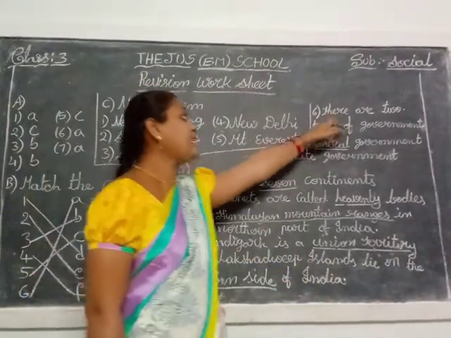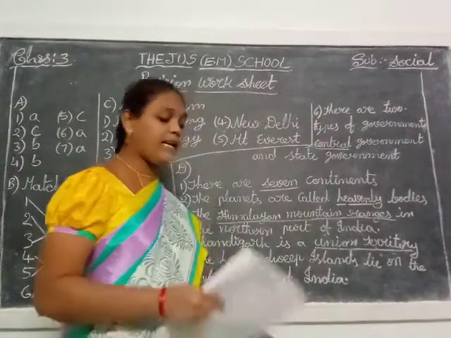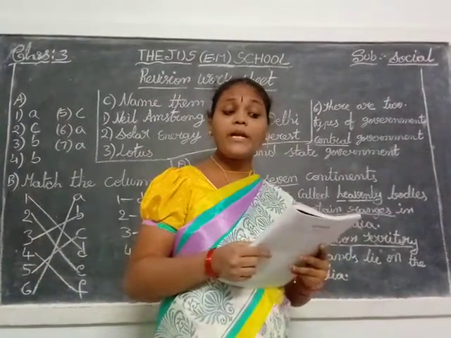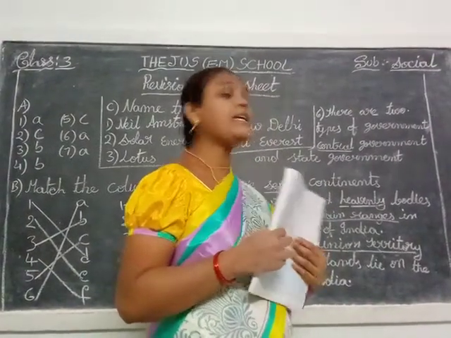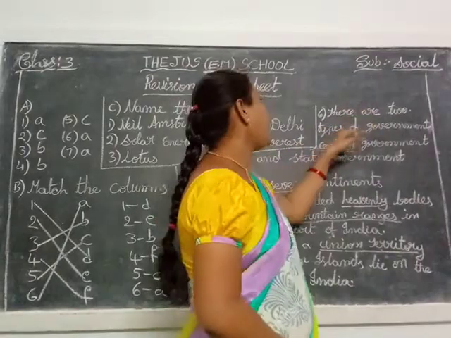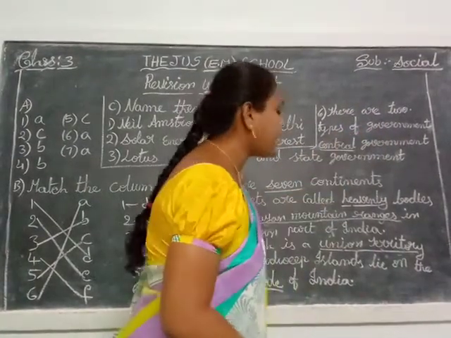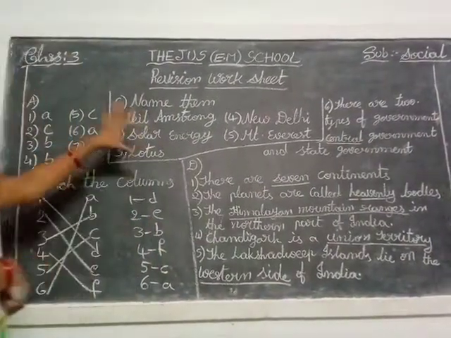Next, sixth one. See here. In this way. See, in this place, I write. Don't adjust the place here. There are 2 types of government. One is the middle government and the state government. Middle government, children? No. Central government and state government. There are 2 types of government. Central government and state government. You write these sentences in these blanks. Okay, children? Complete all of this in your worksheet.